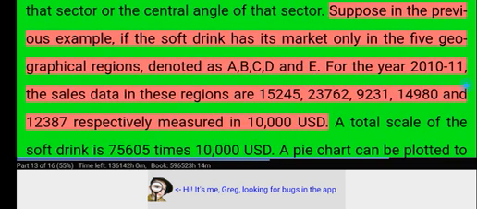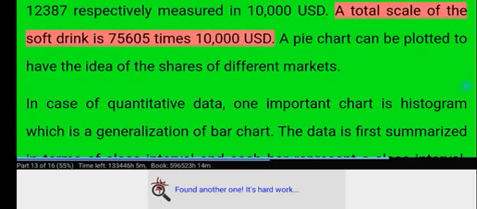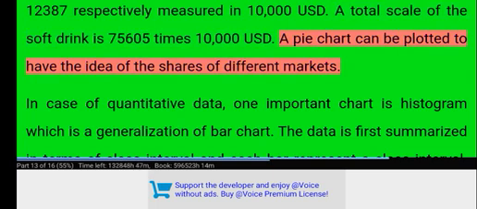Suppose in the previous example, a soft drink has its market only in the 5 geographical regions, denoted as A, B, C, D and E, for the year 2010-11, and the sales data in these regions are 15,245, 23,762, 9,231, 14,980 and 12,387 respectively, measured in 10,000 United States dollars. The total sale of the soft drink is 75,605 times 10,000 United States dollars. A pie chart can be plotted to have an idea of the shares of different markets.